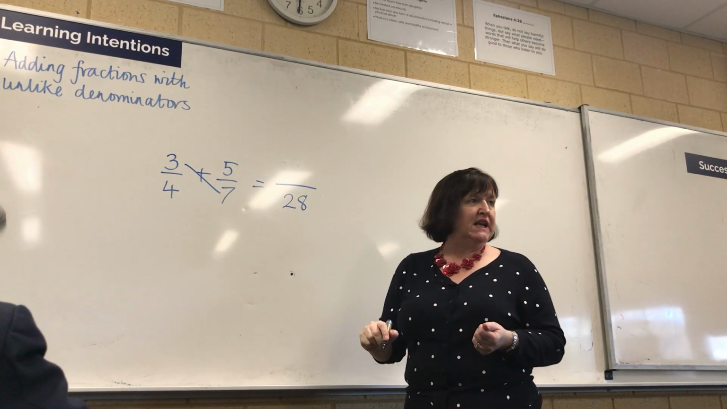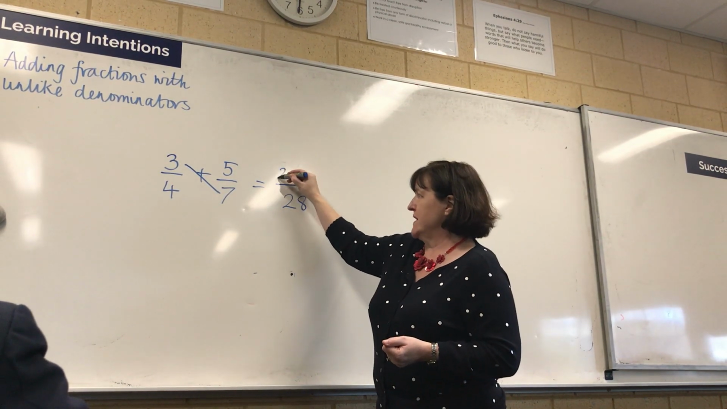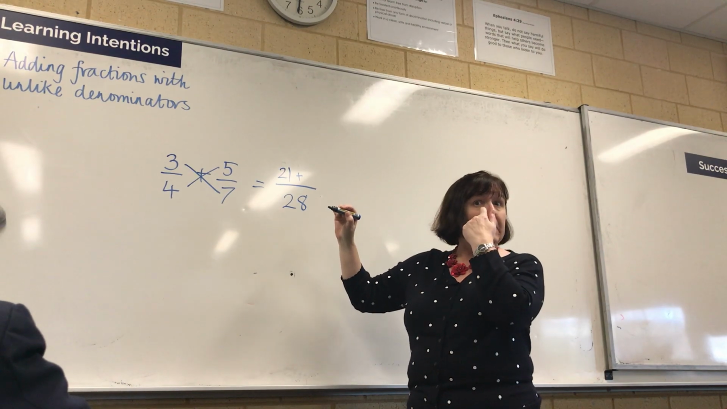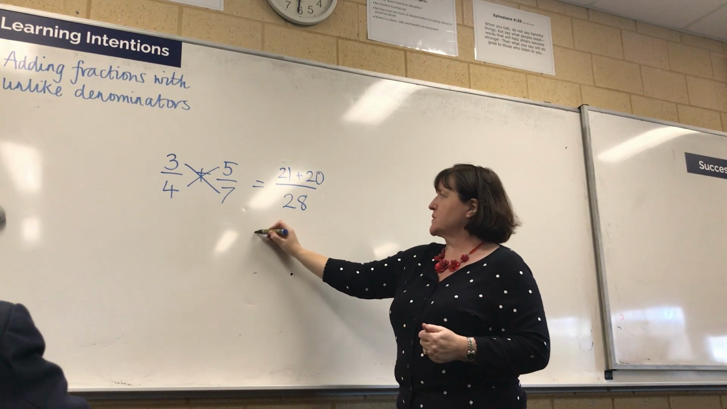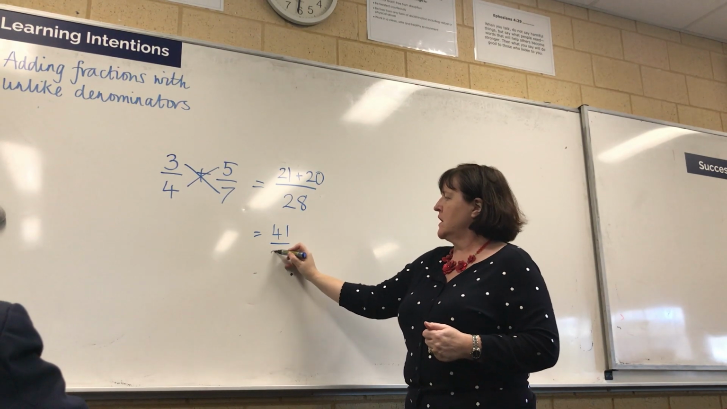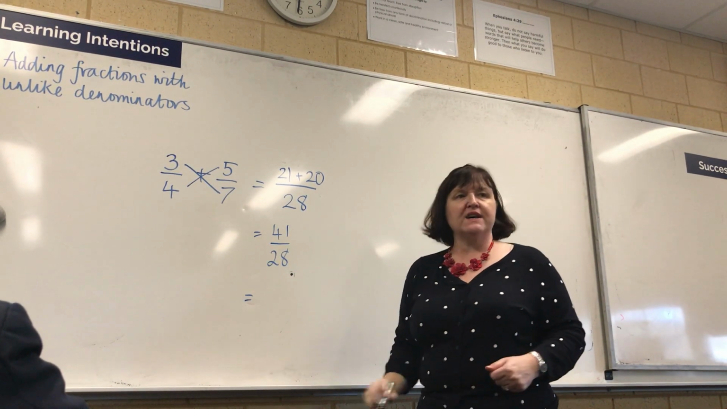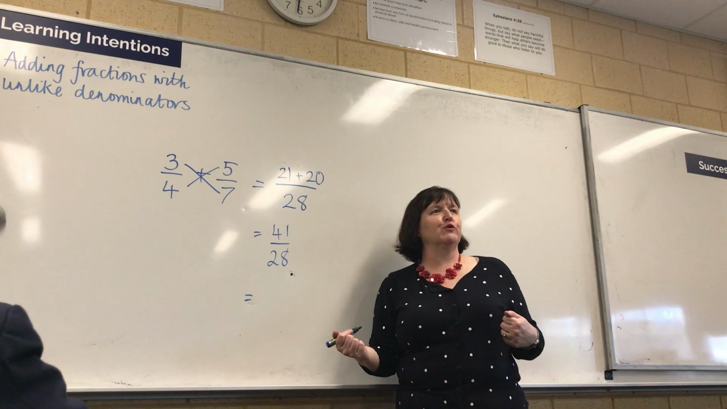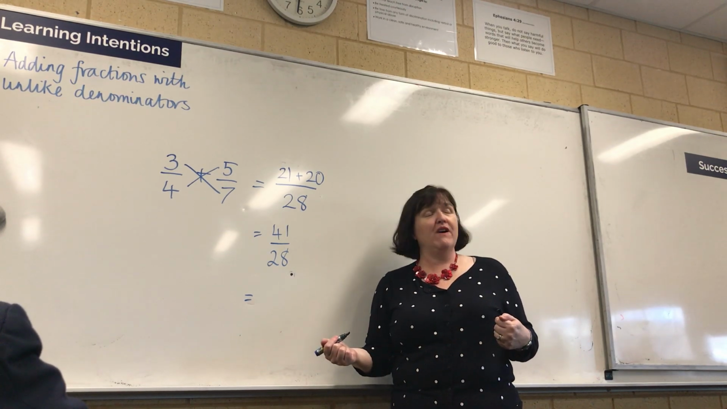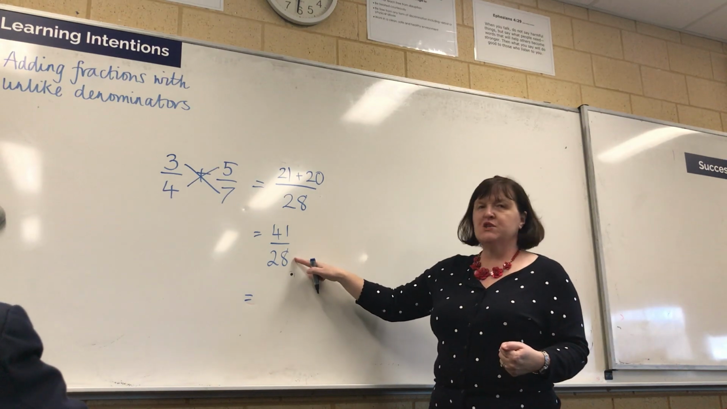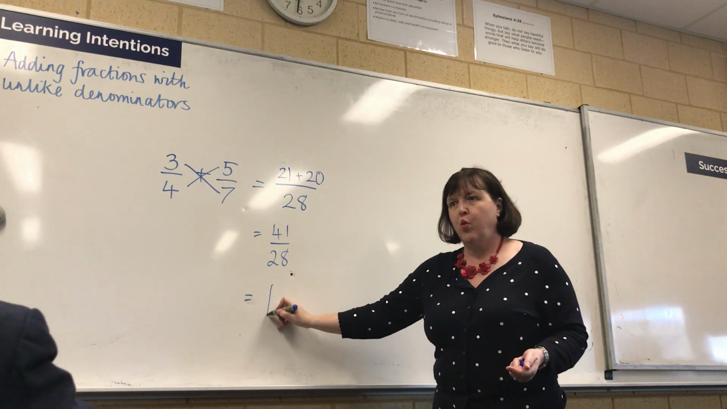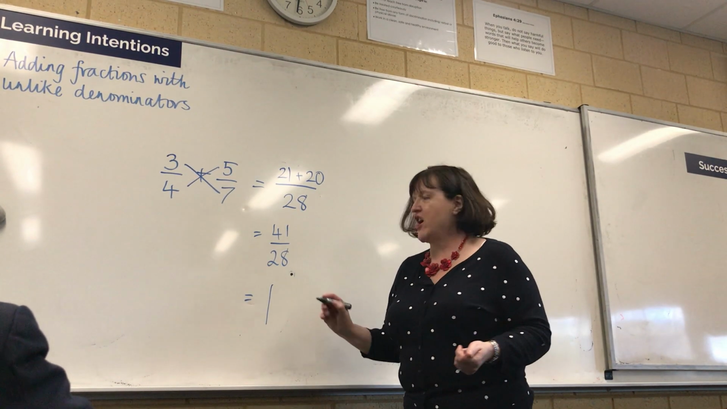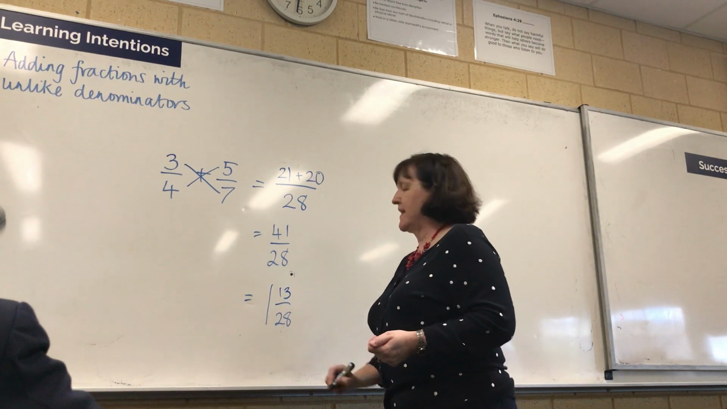3 times 7 is 21. 4 times 5 is 20. So we've got to add these together now. So it's 41 over 28. So tell me, what is the step that we need to take now that we didn't have to do before? Put it into a mixed fraction. Very good, you put it into a mixed fraction. So how many 28s are there in 41? There's 1, and how many left over? 13. 13, that's right, so 13 28ths.